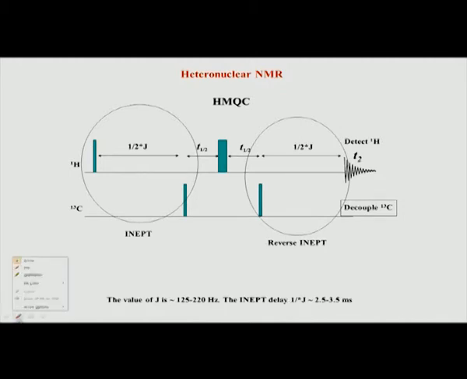So, let me correct this, it should be 1 over 2J, and this value of J is 120 to 125 to 220 hertz depending on the carbon you are looking at, and therefore the value, if you calculate it, is roughly in this range. So, from a practical point of view, if you want to achieve a 100% transfer, one has to keep the values in this range. And now let us analyze it mathematically, how the FID will be captured.